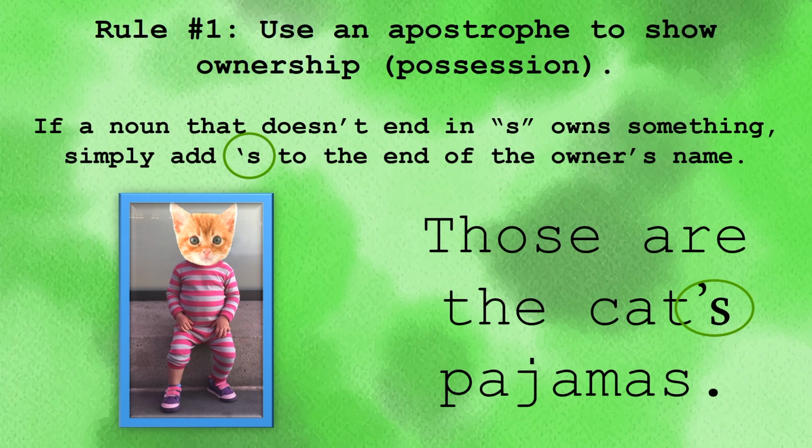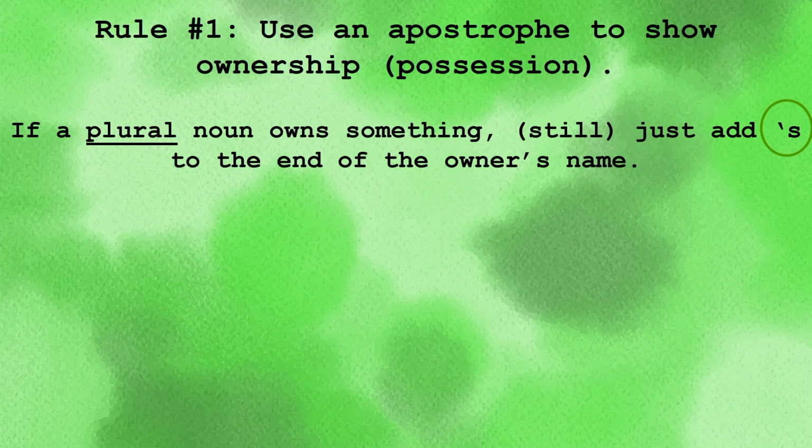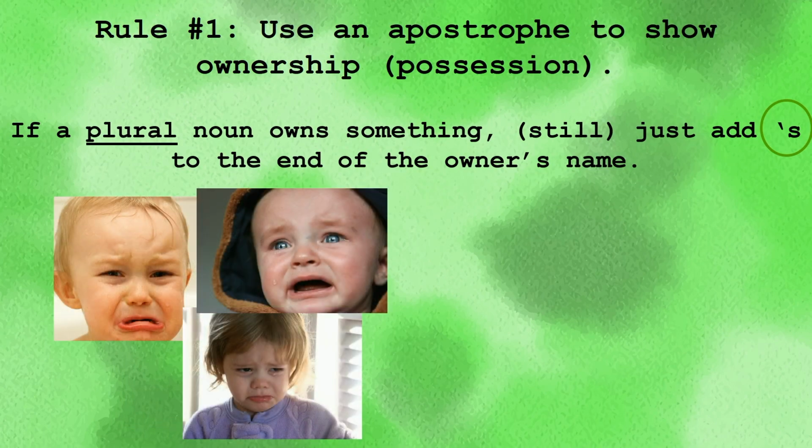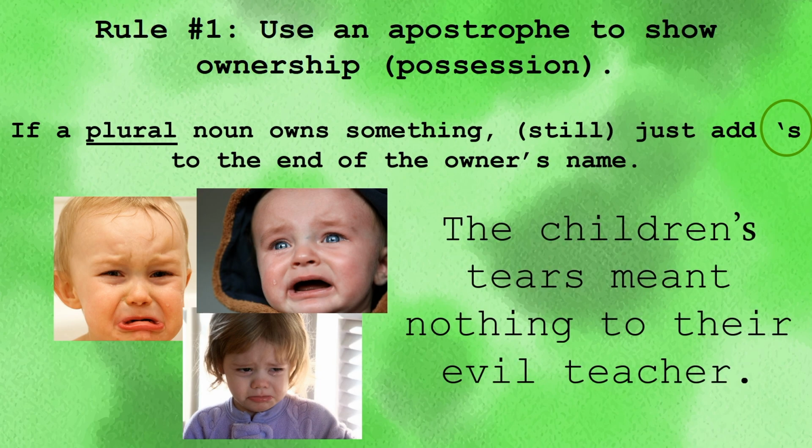Noun, apostrophe S, pajamas. Now plural nouns are words like children or people. They stand for more than one person, thing, or idea. If a plural noun owns something, it works exactly the same way. You put an apostrophe and an S after the word. So let's take a plural noun like children. In a sentence like, the children's tears meant nothing to their evil teacher. See, it works exactly the same as with a singular noun. Apostrophe, then S. The tears belong to the children, so it's children, apostrophe S.